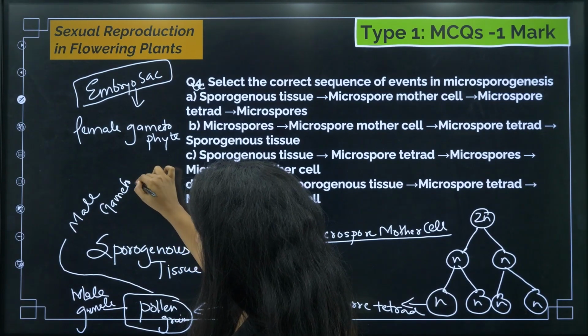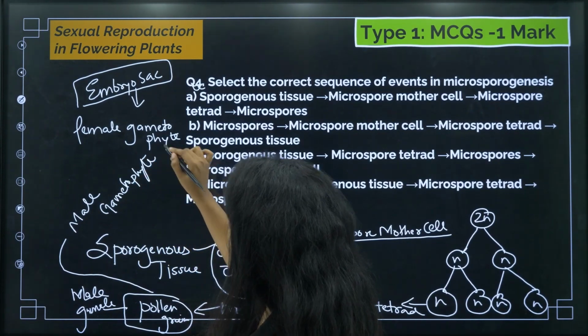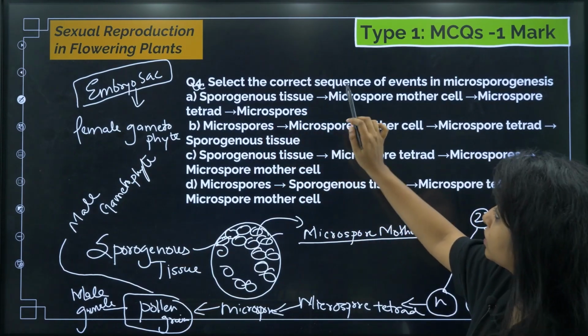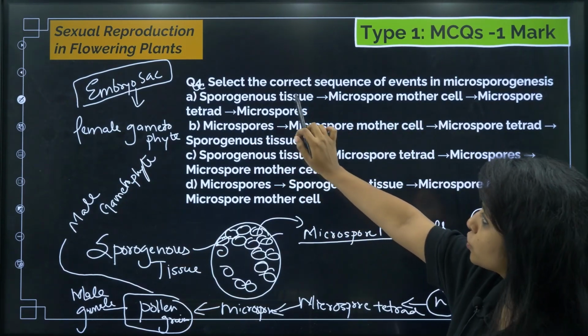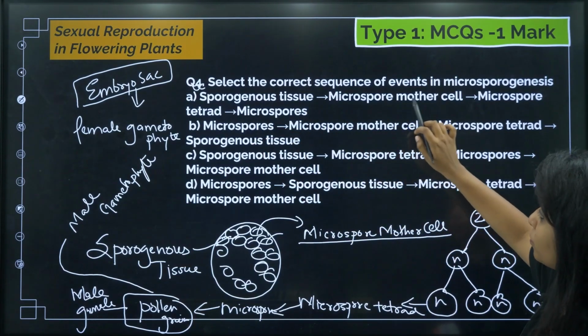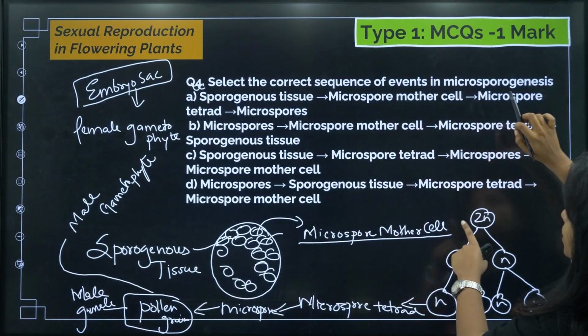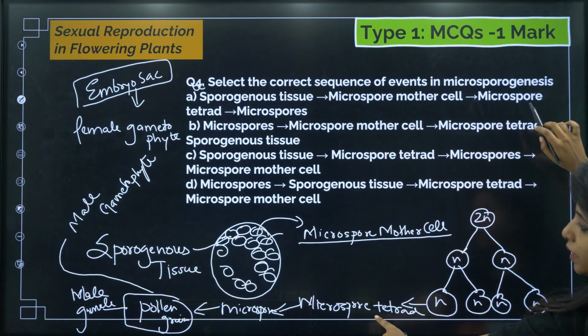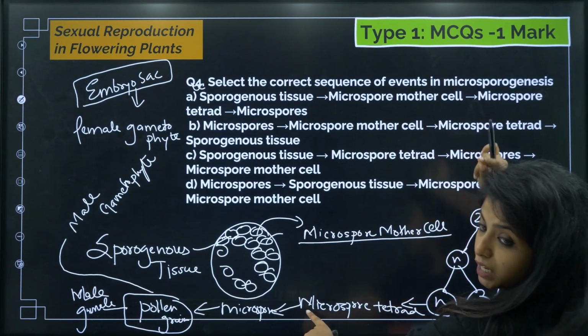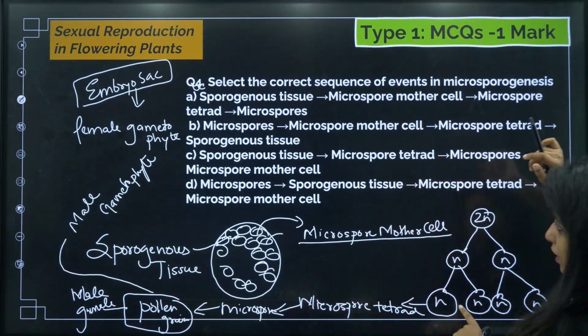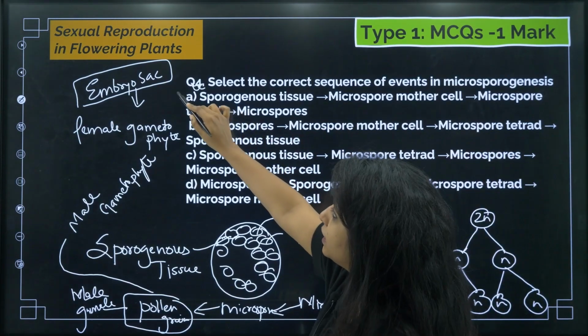The male gametophyte. So over here, the correct sequence will be what? Sporogenous tissue will be forming microspore mother cell. Yes, microspore mother cell will be having a microspore tetrad, and each one among them of the tetrad, you call them what? Microspores. So this is the correct answer.